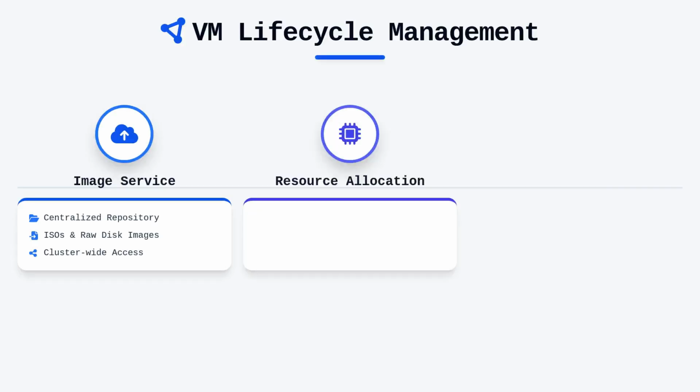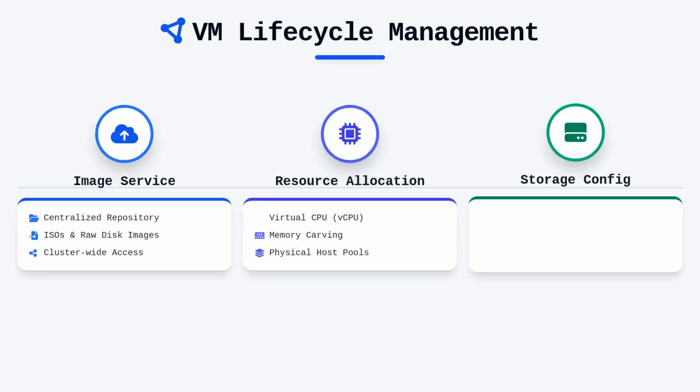When you define a new virtual machine, you designate the resources, such as the number of virtual CPUs and the amount of memory, which the AHV hypervisor then carves out from the physical host pools. A critical aspect of this configuration involves selecting the appropriate disk controller, such as SCSI, IDE, or SATA, depending on the guest operating system requirements and performance expectations.